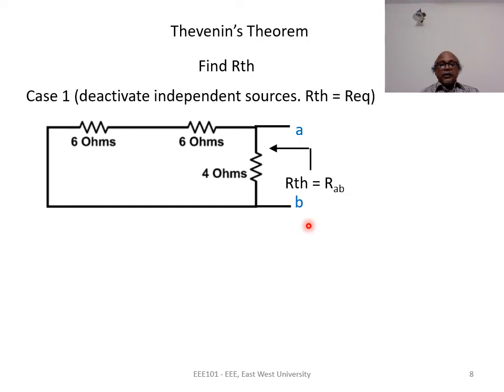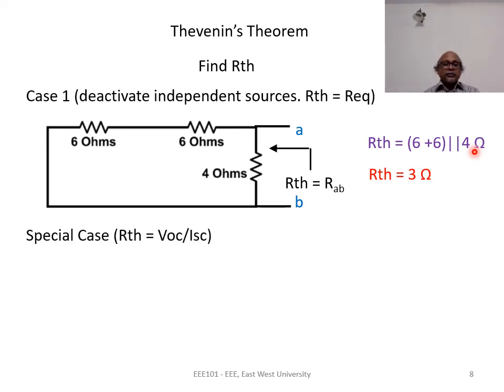Between A and B, we observe that 6 ohms and 6 ohms are in series. The series combination is in parallel with 4 ohms. So RTH is 6 plus 6 in parallel with 4, which is equal to 3 ohms. So case 1 gives us the value of RTH, which is 3 ohms.